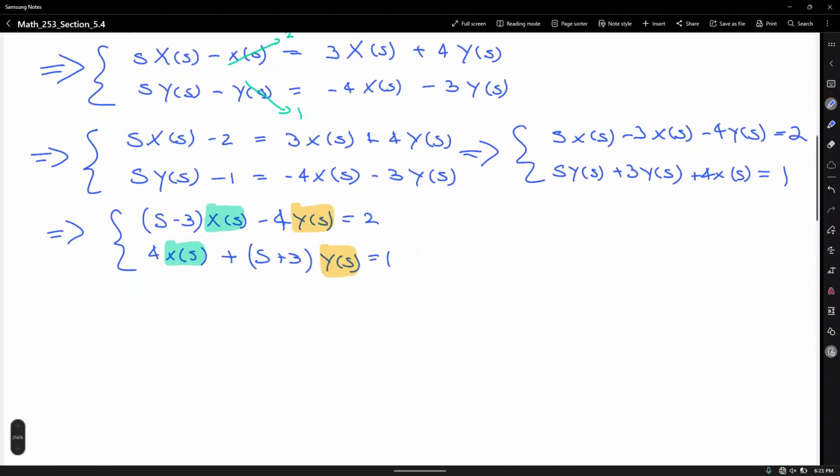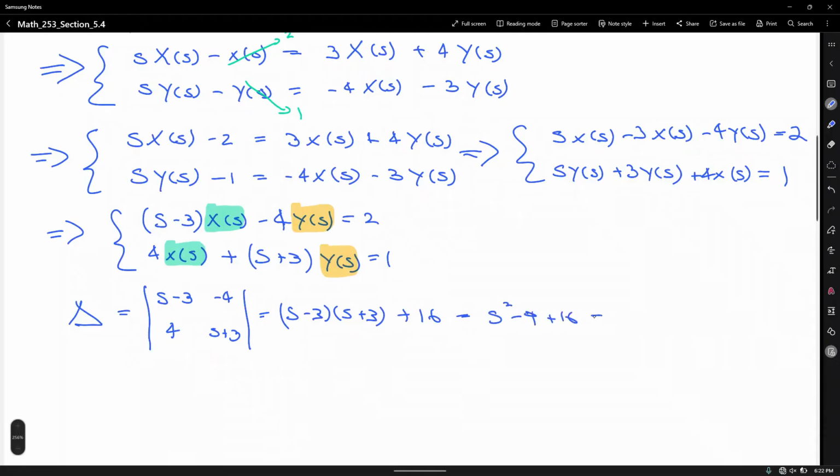For Cramer's rule, we need to calculate some delta. That is the determinant of all the coefficients of x and y. That is s minus 3, 4, and negative 4, s plus 3. Let's evaluate this determinant. S minus 3 times s plus 3 minus minus is plus 16. But isn't that the factor form of a difference of squares? So this is equal to s squared minus 9 plus 16, which is s squared plus 7. Okay?